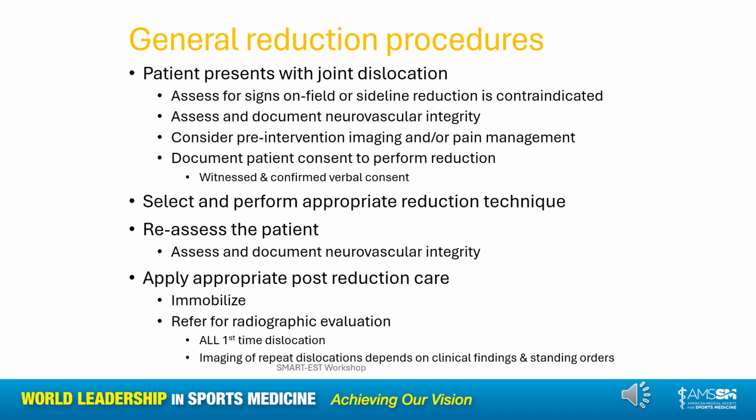So let's review the general reduction procedures. It starts with the patient presenting with a joint dislocation. You assess for signs on the field or the sideline that a reduction is contraindicated. You assess and document their neurovascular integrity. You consider pre-intervention imaging and/or pain management. You document the patient's consent to perform a reduction.